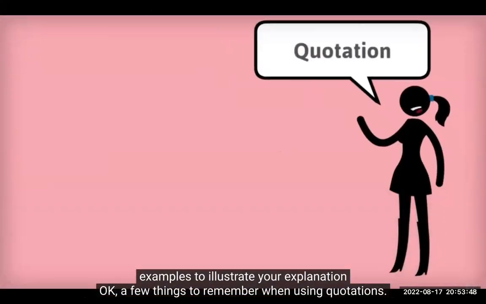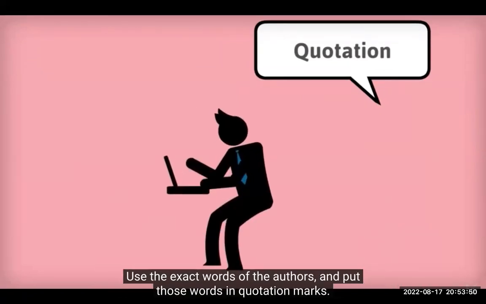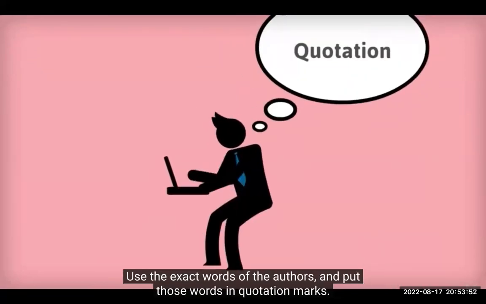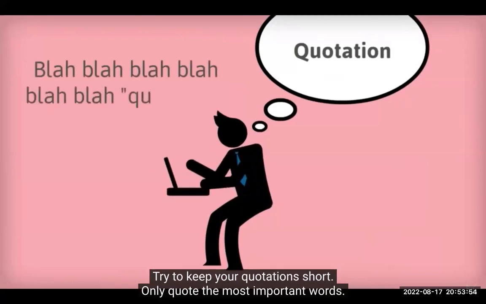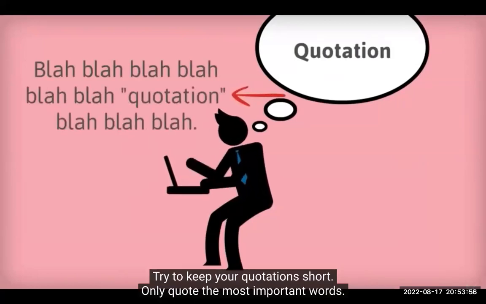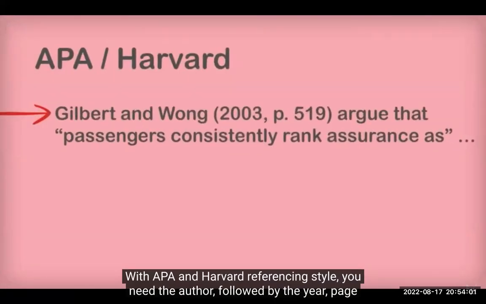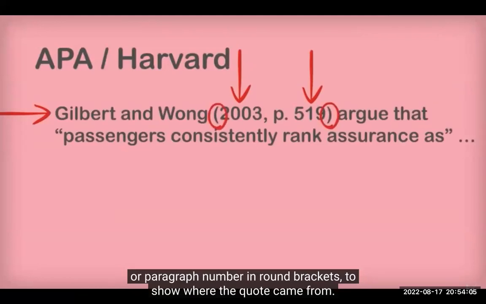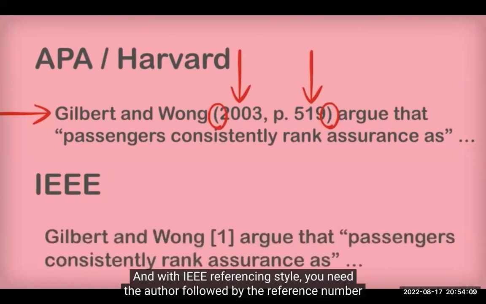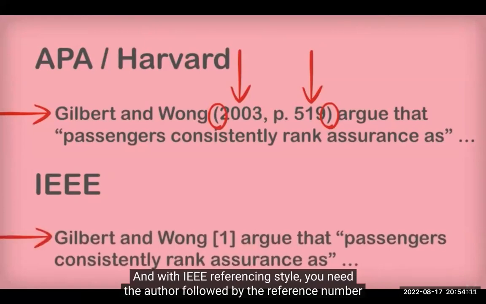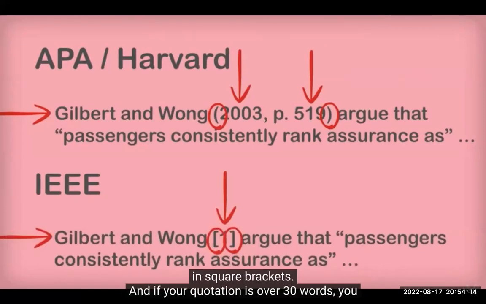Okay, a few things to remember when using quotations. Use the exact words of the authors and put those words in quotation marks. Try to keep your quotations short. Only quote the most important words. With APA and Harvard referencing style, you need the author, followed by the year, page or paragraph number in round brackets to show where the quote came from. And with IEEE referencing style, you need the author, followed by the reference number in square brackets.